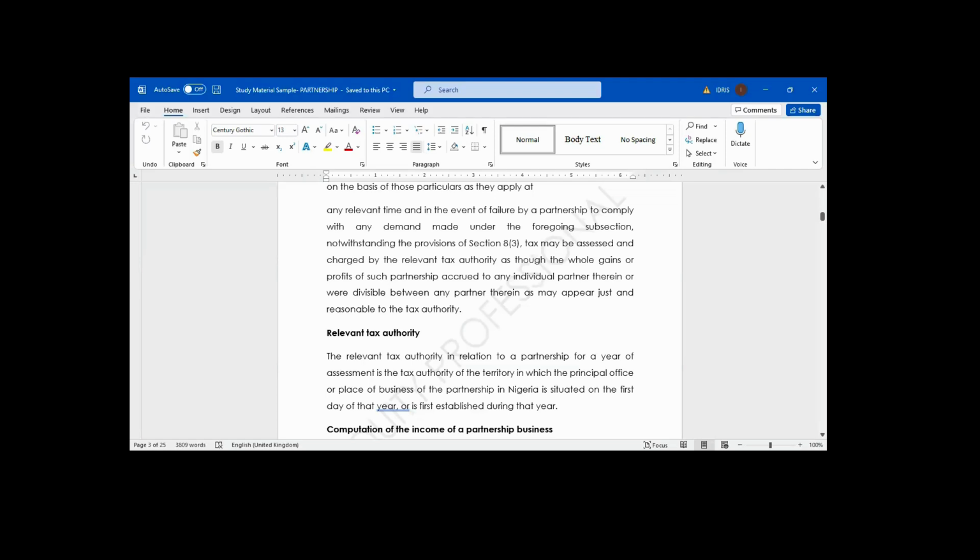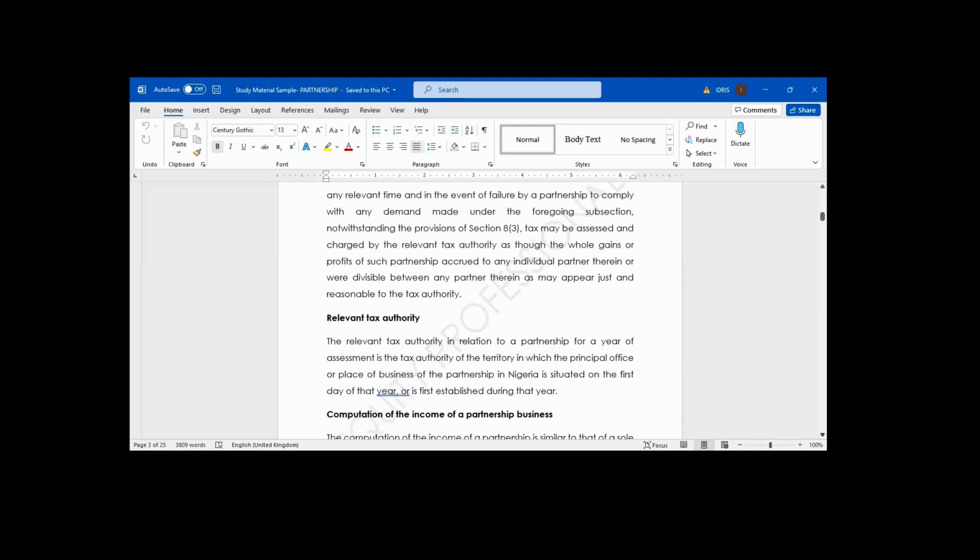Partnership business, they are due for personal income tax. It is personal income tax the partners will pay from their share of profit given to them by the partnership business.